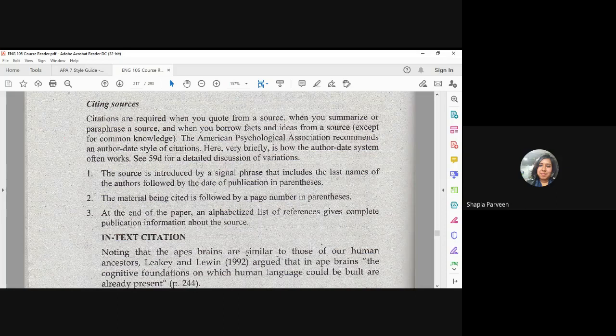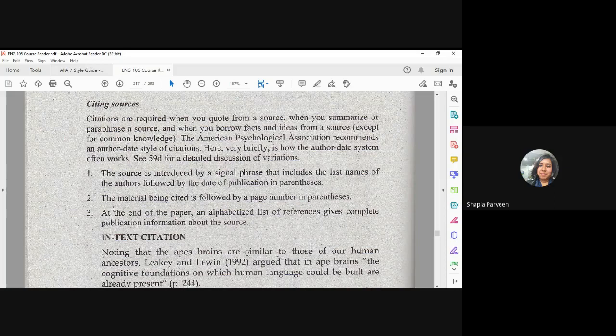The other way is at the end of the paper, which is the reference list. The other way of providing in-text citation is that you directly quote, paraphrase, or summarize, and then at the end of that sentence, in brackets, you provide the author's last name, comma, year of publication, comma, page number, and close the bracket. So there are two ways of providing in-text citation.